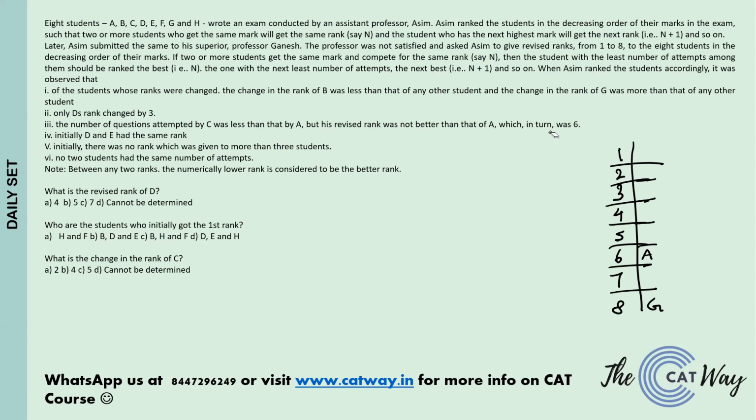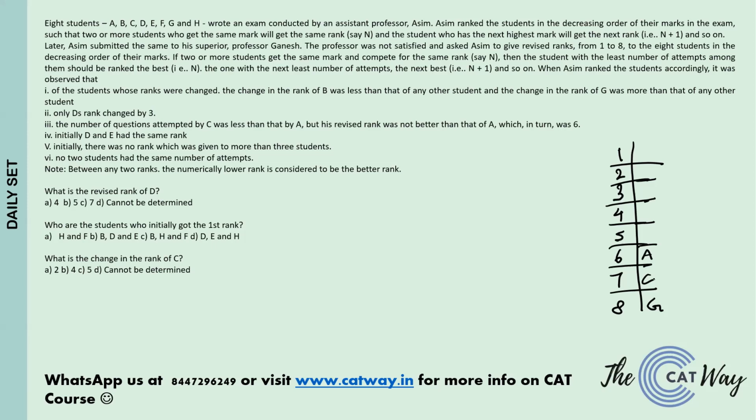Also, it has been said that the final revised rank of C was not better than that of A. Now, because A has got the 6th rank and C's rank is worse than that of A, the only possibility for C is going to be rank 7. That is, the final rank of C was 7.